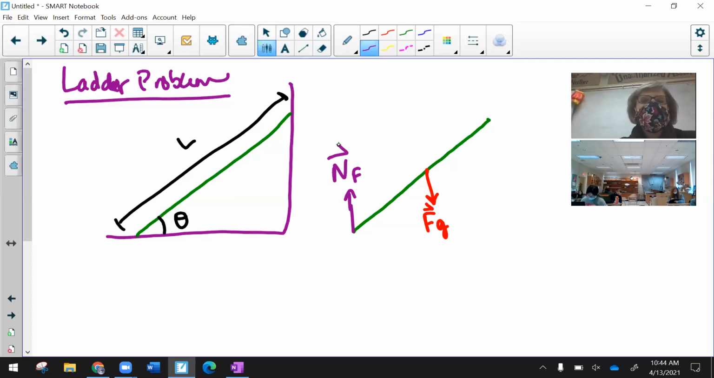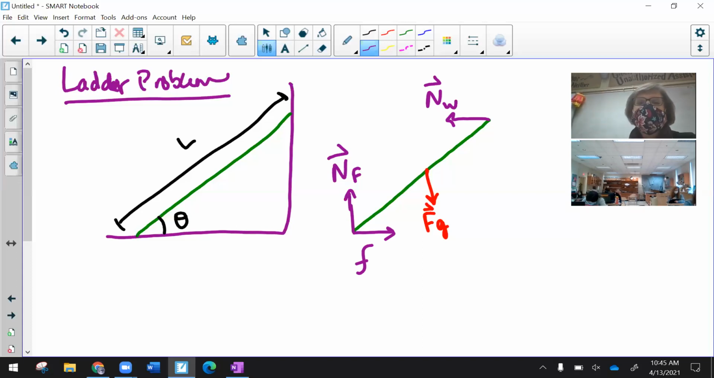Okay, what else do I have? And wall. Okay, I've got a normal force that comes off the wall. Even though this is a ladder, none of our rules change. The normal force is still perpendicular to the surface of the interface. Okay, there is a force due to friction. Friction due to what two surfaces? The ladder and the ground. And then which way does that friction force point? To the right. Okay, this way? Yes. Okay, so that's going to be my friction force.